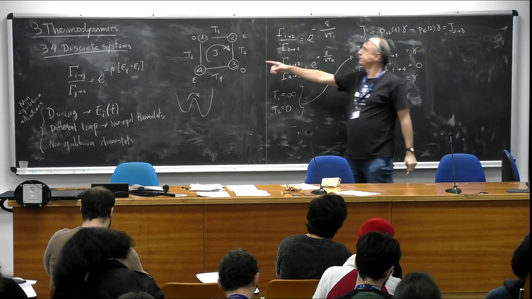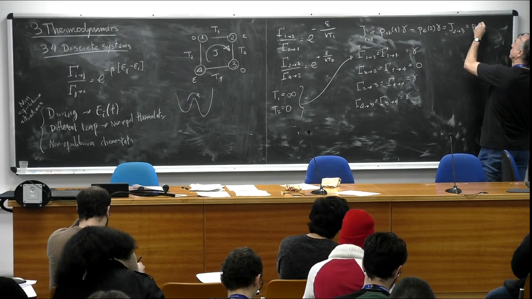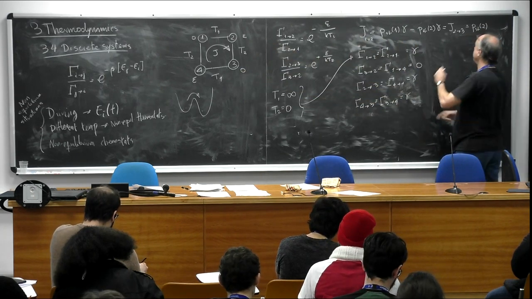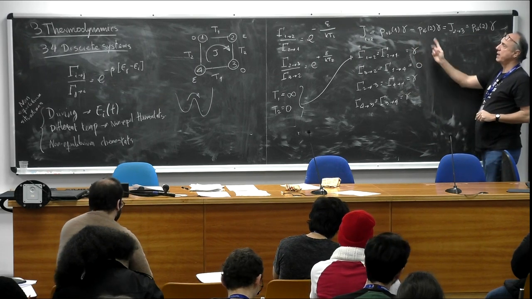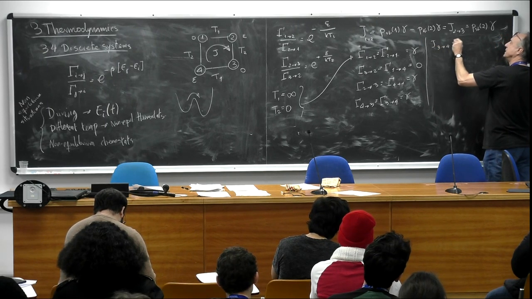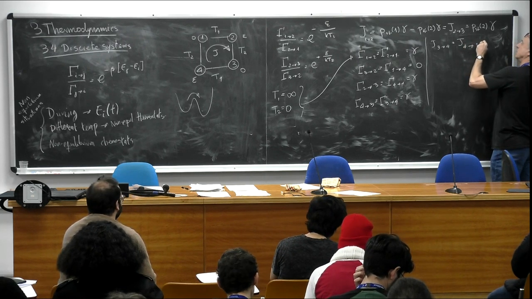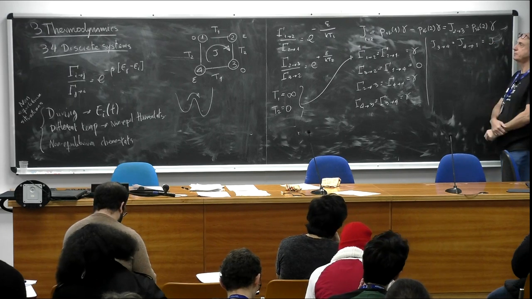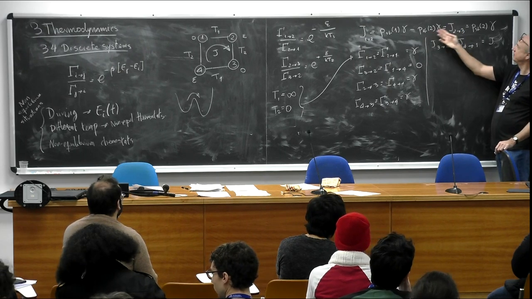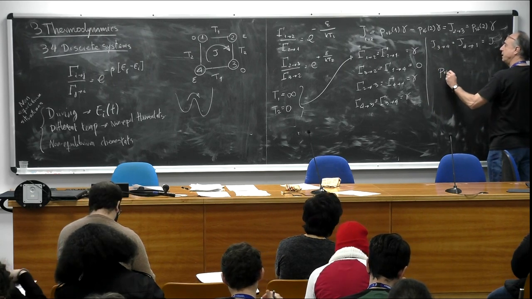And J 2 to 3 is just P2 times the rate from 2 to 3, which is gamma. And this is also equal to J 3 to 4 and J 4 to 1. And we call this J. So now you have many equations, no? This equation, you can solve it. It's just one line.